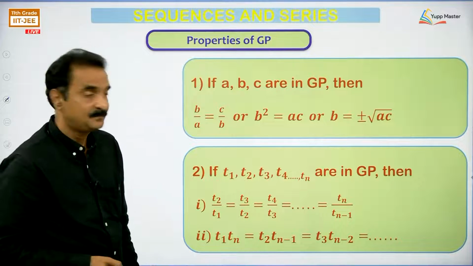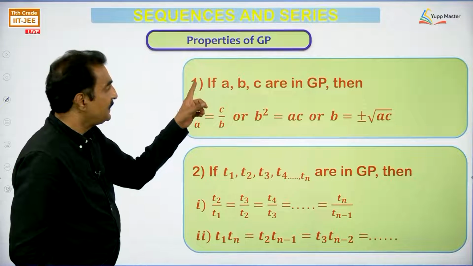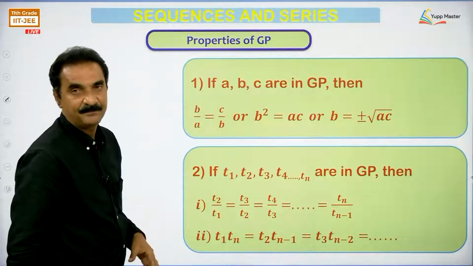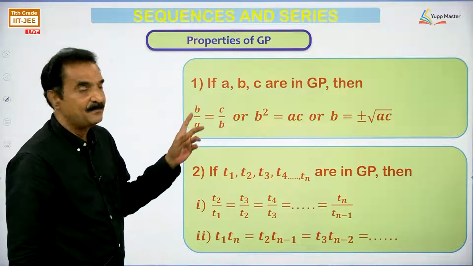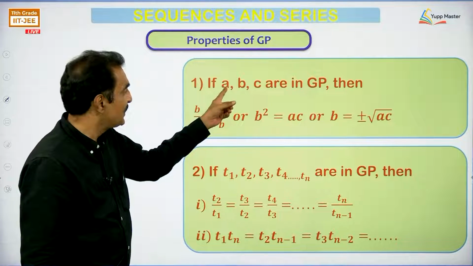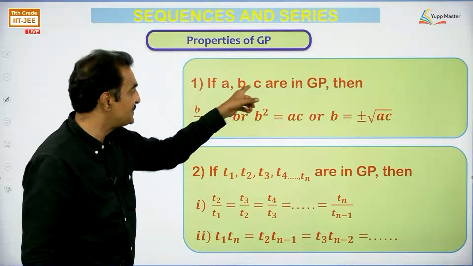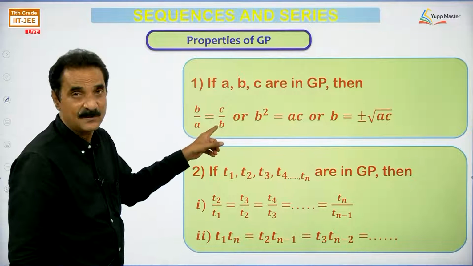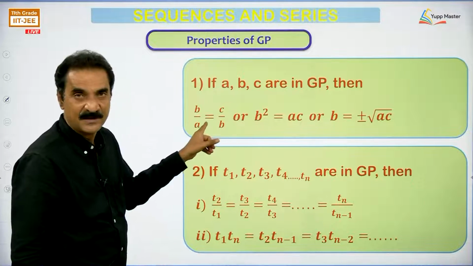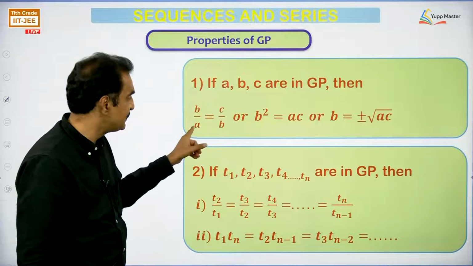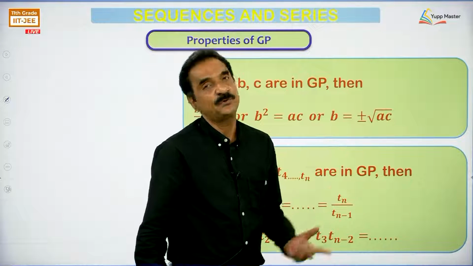Next point, properties of GP. If A, B, C are in GP, then what is the property of GP? Ratio must be same for any two consecutive terms. So ratio of A and B is B by A. It should be equal to ratio of B and C, that is C by B. So B by A is equal to C by B, or you can remember it as B square is equal to AC, cross multiplication. B into B, B square is equal to A into C, or B is equal to plus or minus root AC.